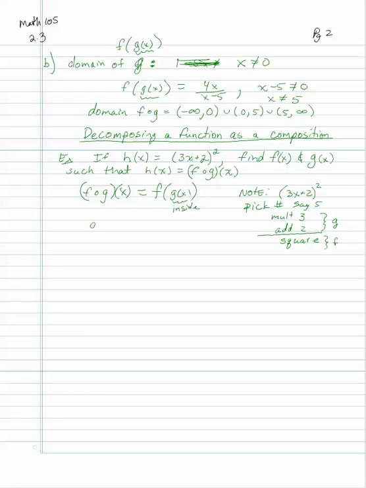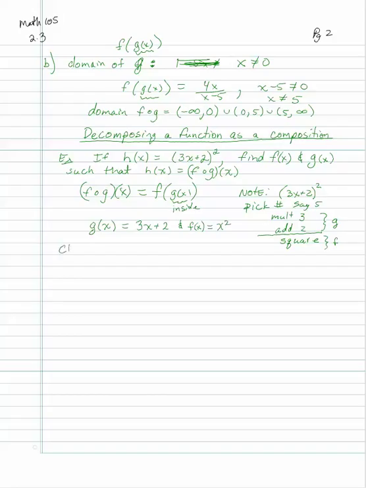So g of x is going to be the inside of the parentheses, the 3x plus 2, and f is going to be the squaring. So we reset it back to x, so it's x squared.